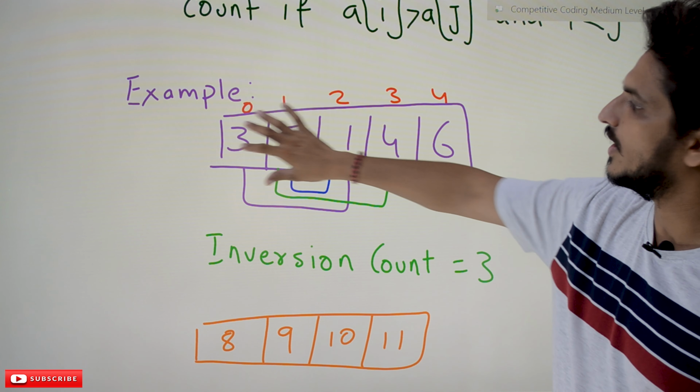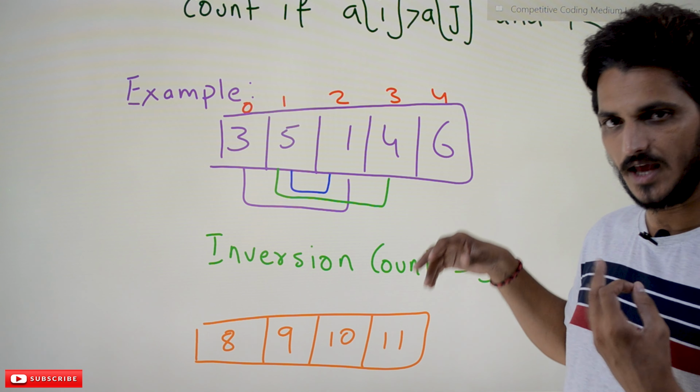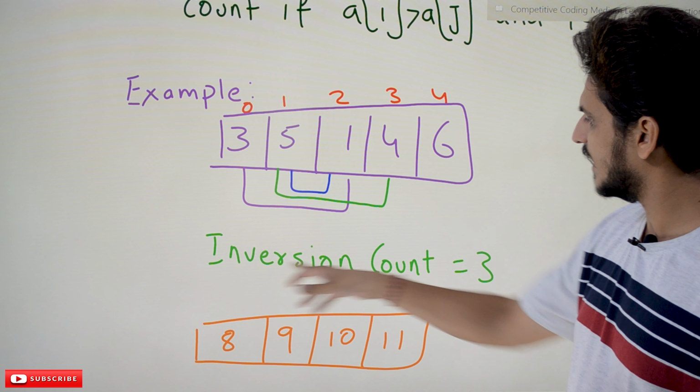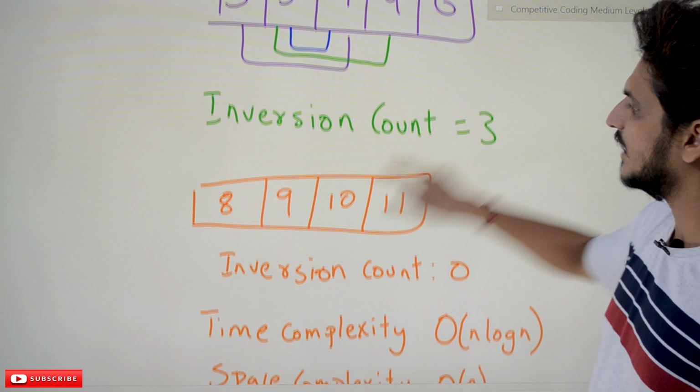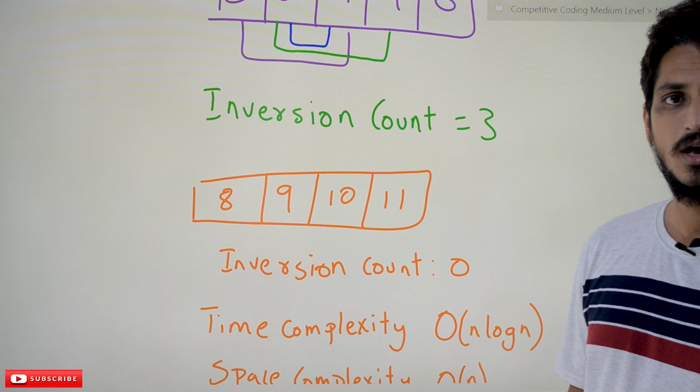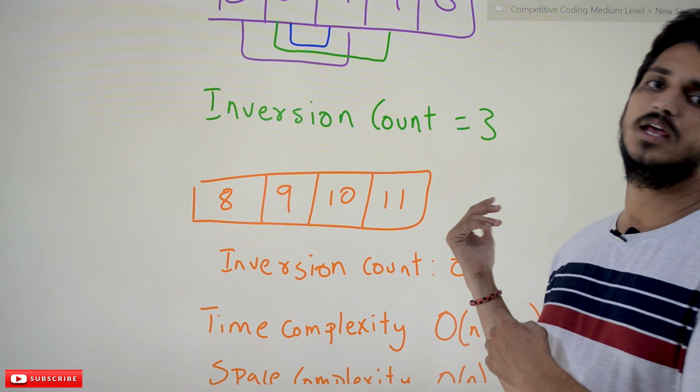They are going to provide a sequence of numbers in an array of n elements, and we have to provide the inversion count. Let's take one more example: 8, 9, 10, 11. What's the inversion count? 0, because everything is in increasing order.